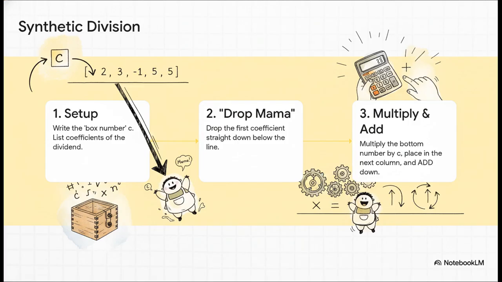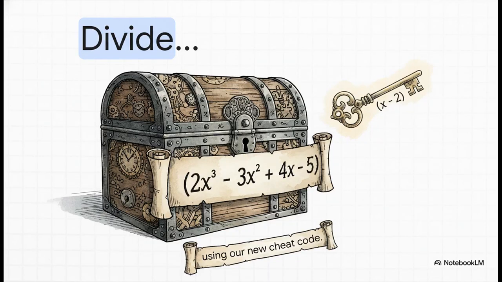First step is the setup. You figure out your box number, and then you list out the coefficients of your polynomial. Simple. Step 2, a fun one. We call it drop mama. You just bring that very first coefficient straight down. That gets the whole process started. And then step 3, this is where you get into the rhythm. Multiply and add. You just repeat that over and over. That's the whole game.